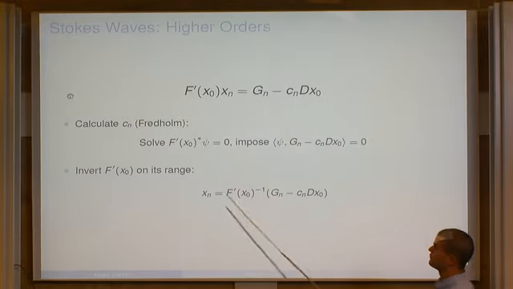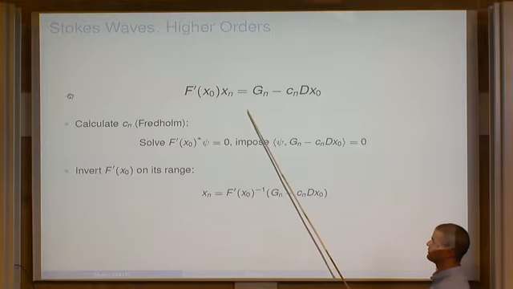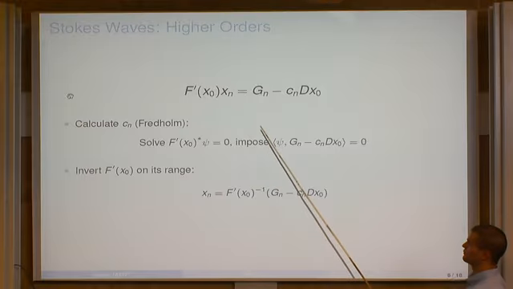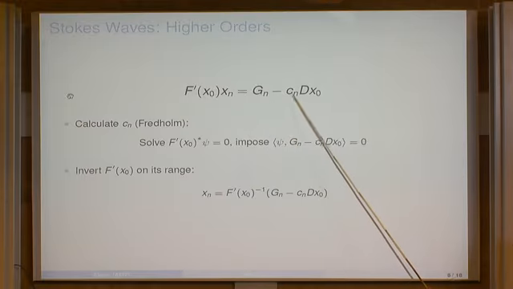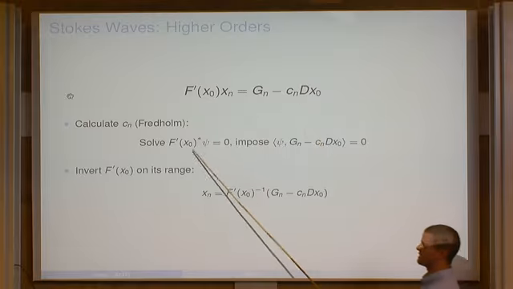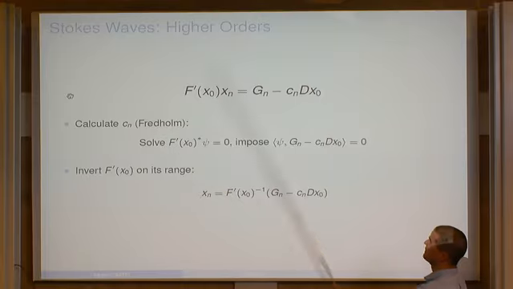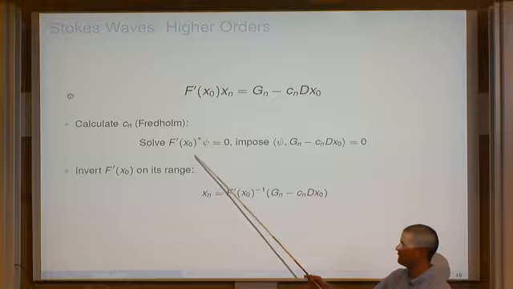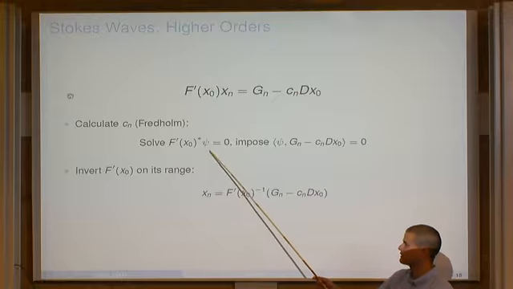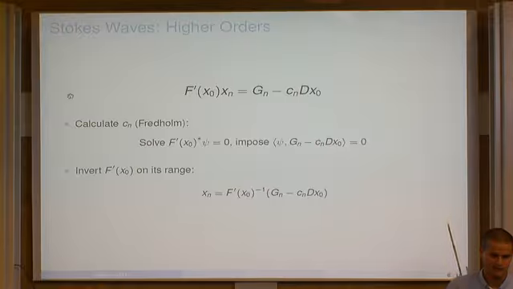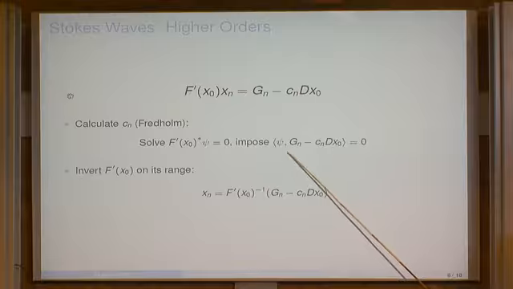So here's my cartoon from the beginning. You need to invert this linear operator to find the next order correction against the known right-hand side, and you need to impose that this right-hand side is orthogonal to the things in the null space of the adjoint. So what does the Fredholm alternative say? To calculate the speed corrections, I find the things in the null space of the adjoint, call those psi, different psi from before. And then I impose that the things on the right-hand side are orthogonal to psi.